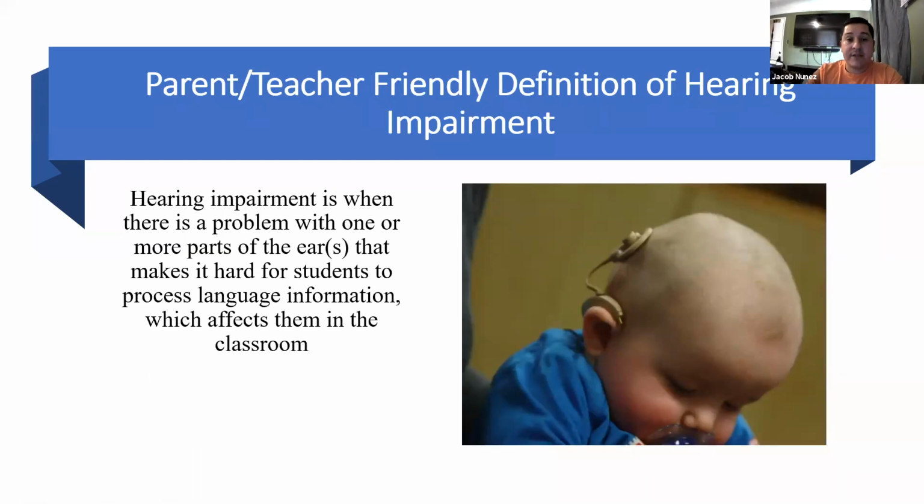Next, we have the parent-teacher friendly definition of hearing impairment. Hearing impairment is when there is a problem with one or more parts of the ear or ears that makes it hard for students to process language information, which then makes it difficult for them in the classroom.